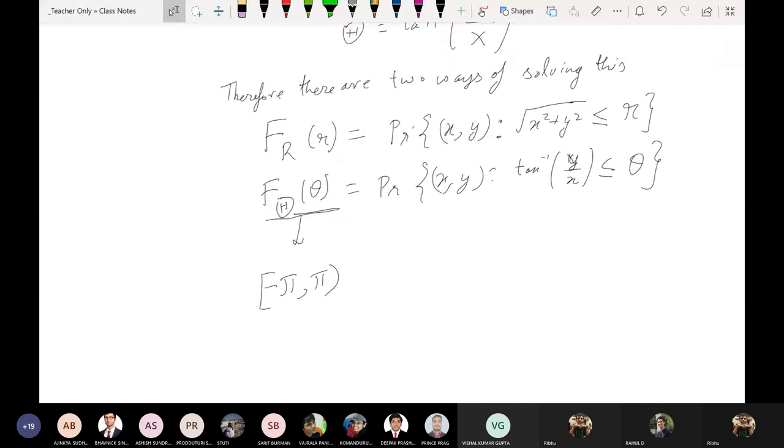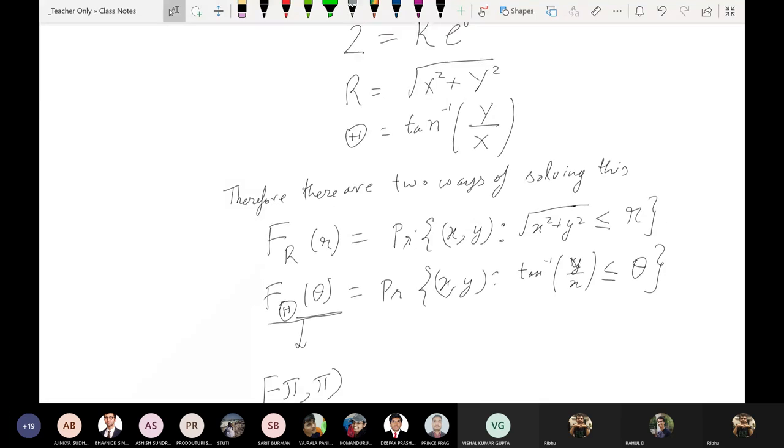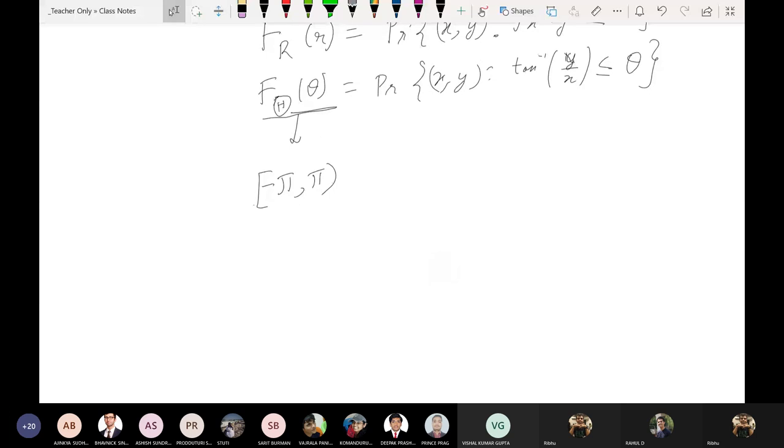Anyway, so there are two ways of solving this, f R and f theta. So this is like physics and mathematics is mathematics. So there's a Feynman quote relating physics and mathematics, but that contains a lot of obscene terms, so I cannot speak it aloud. You can possibly Google.